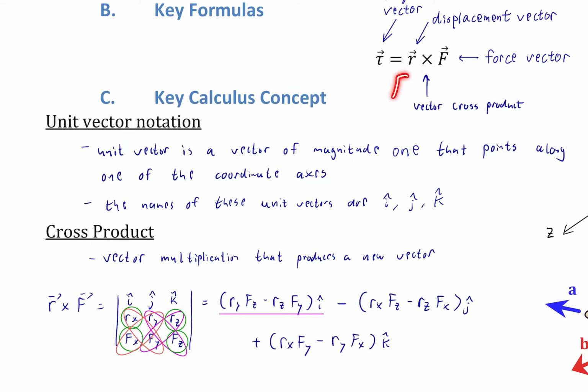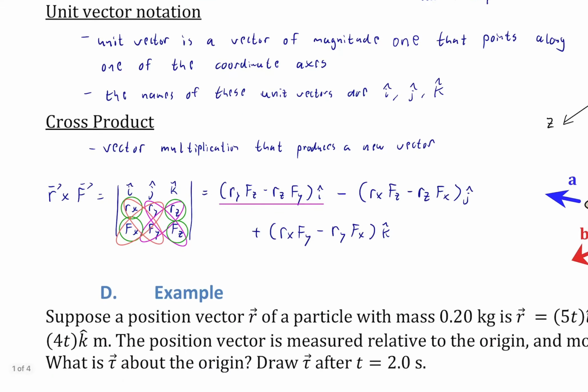Because if I put F cross R, I will get a different value. In fact, I would get negative torque. So switching the order of the cross product, I won't prove it here, puts a negative on the vector that you actually get, which would be the wrong answer. It'd be 180 degrees off from the actual answer. So the order is very important.